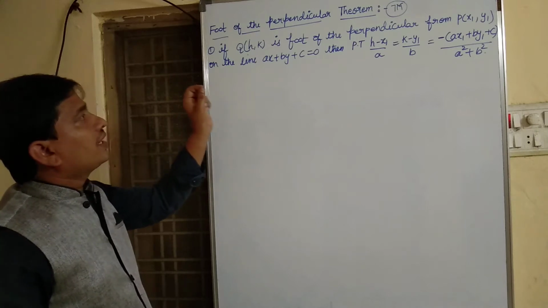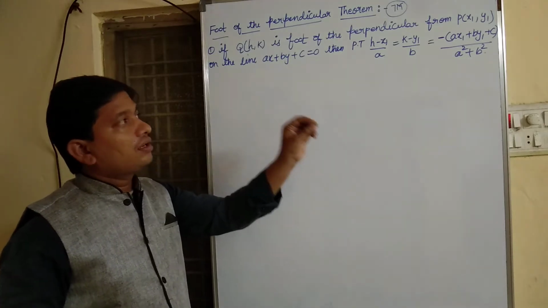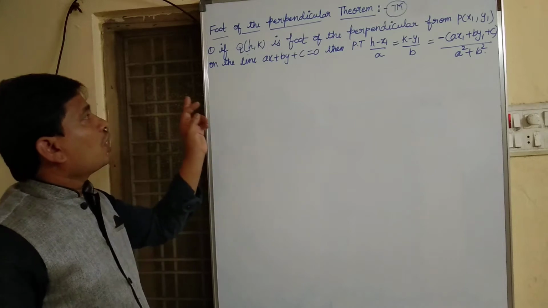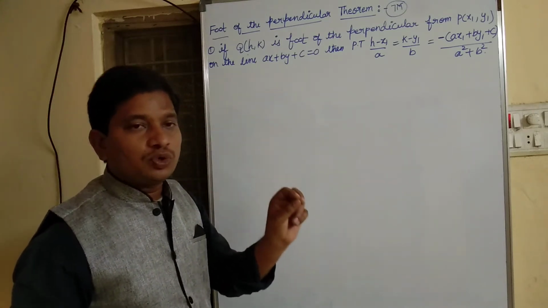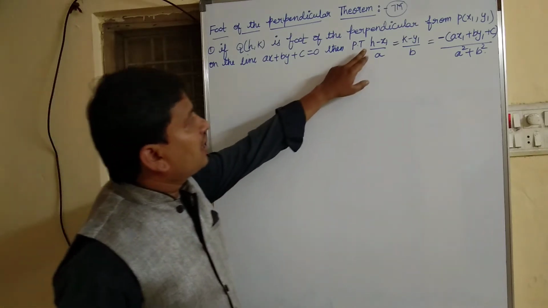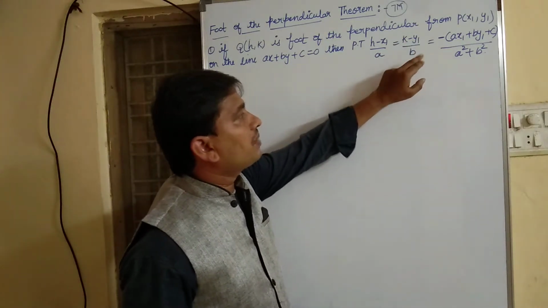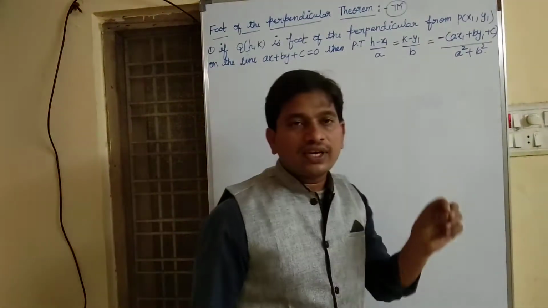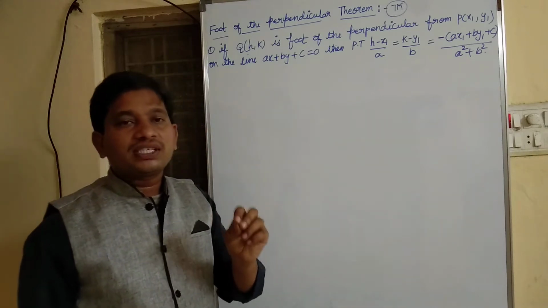If Q of h comma k is the foot of the perpendicular from P of x1 comma y1 on the line ax plus by plus c equal to 0, then prove that h minus x1 by a is equal to k minus y1 by b is equal to minus of ax1 plus by1 plus c by a square plus b square.